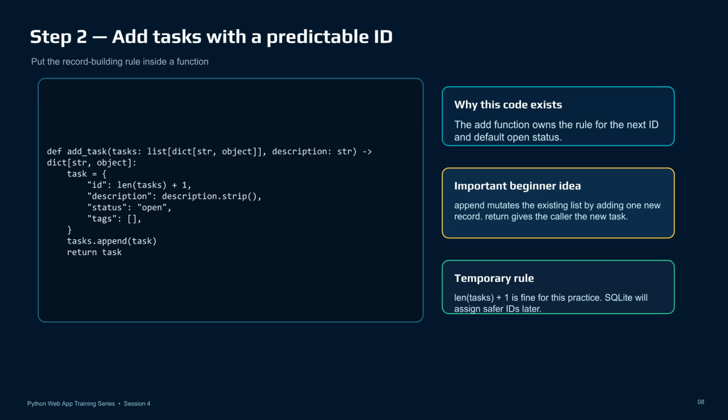For step 2, we move our logic into an add_task function. This function encapsulates the rules for generating a new ID and setting the default status. Remember, list appending is a mutation, and returning the task makes it available to your caller.